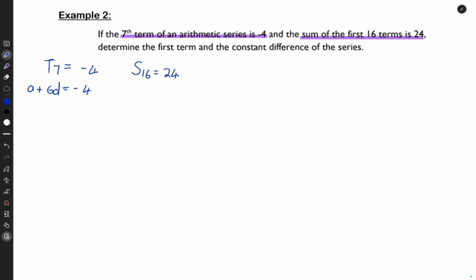There's no easy way to do it, so just take the formula that you have on your formula sheet. We're going to do n over 2 because it's arithmetic, times 2a plus n minus 1 in a bracket, d. And then just sub it in there. So this would be 24 equals, they tell me it's 16 terms.